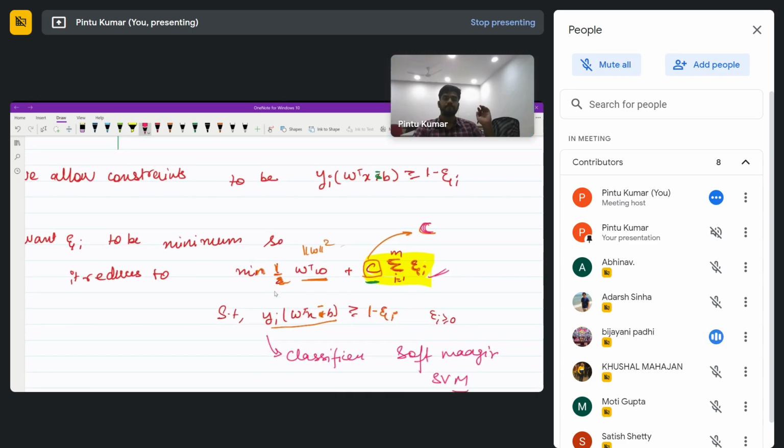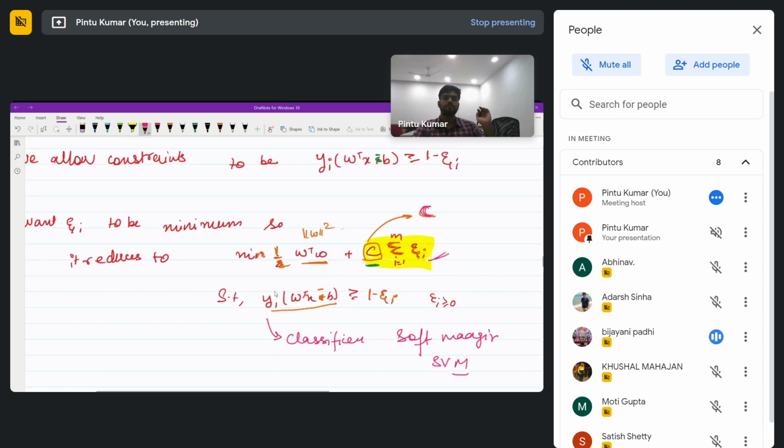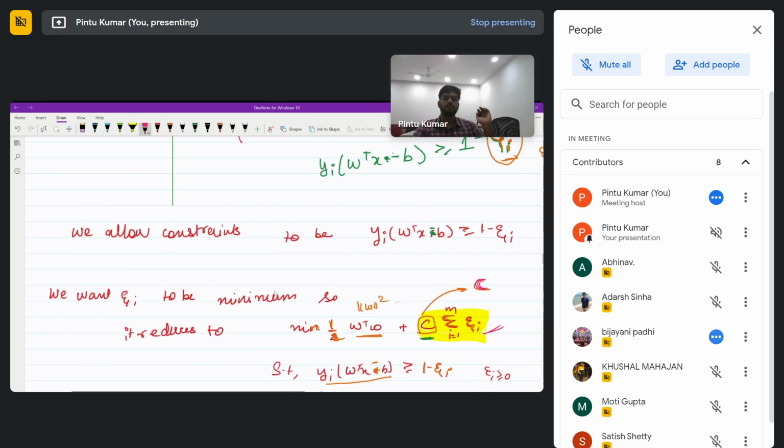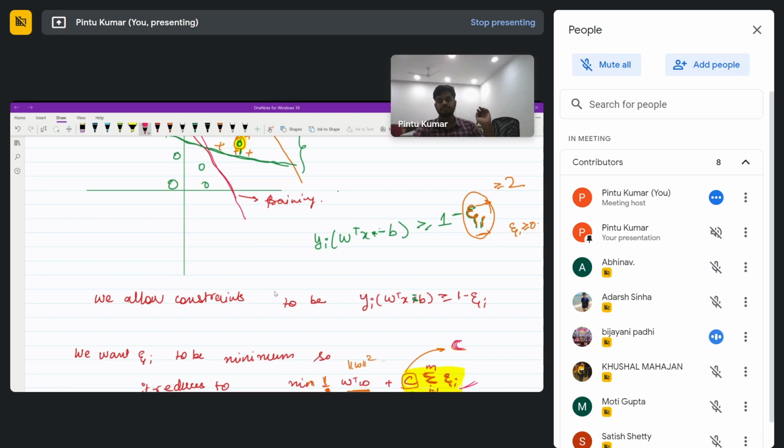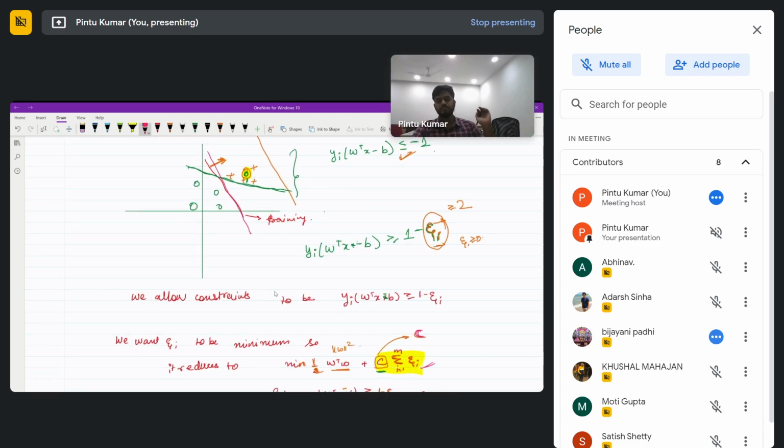Sir, please repeat the concept of adding xi i and please explain in the figure.